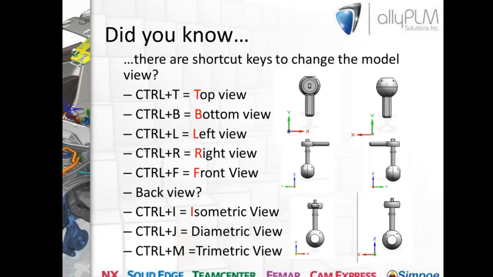Top view is Control-T. Same with bottom, left, right, and front. They're all the first letter of the word, so Control-B is bottom, Control-L is left, Control-R and F are right and front. The back view, though, is a little different. The back view is Control-K. For isometric view is Control-I, dimetric is Control-J, and trimetric is Control-M.